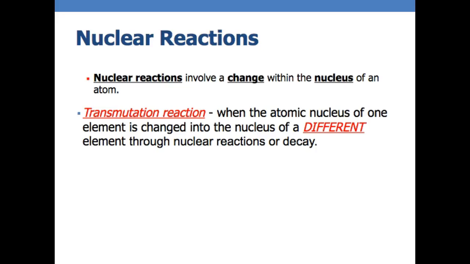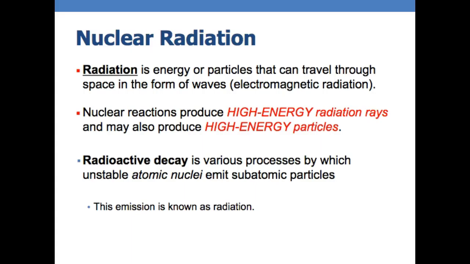Here, it's like taking one element, U, and then coming up with a completely new element. So we're changing from one element to a completely different element. We're transmutating because we're changing the nucleus or the number of protons. Remember, when you change the protons, you change the identity of the element. In these nuclear reactions, we're going to emit particles.